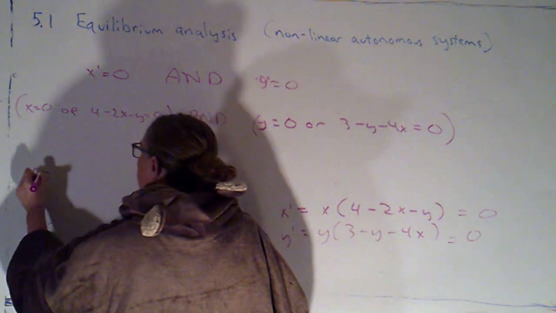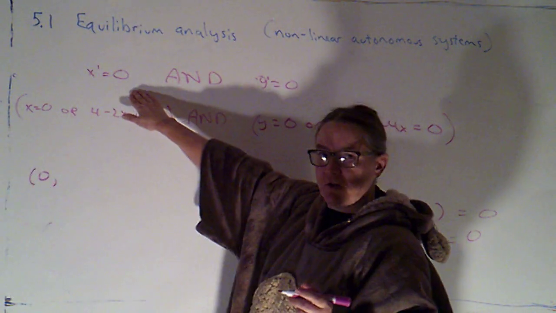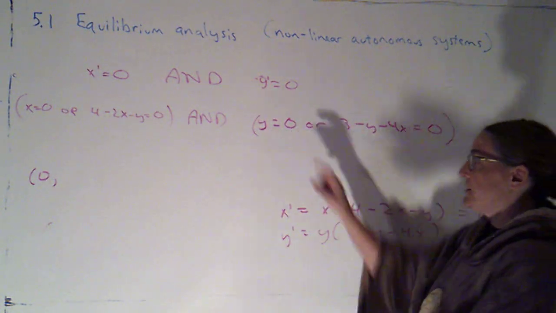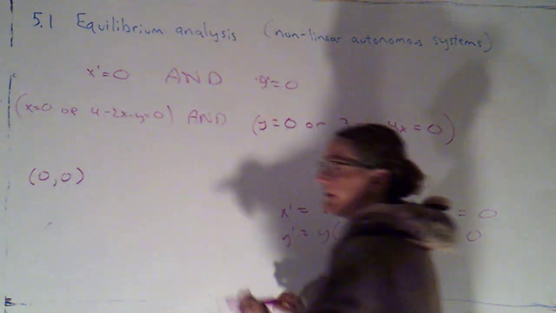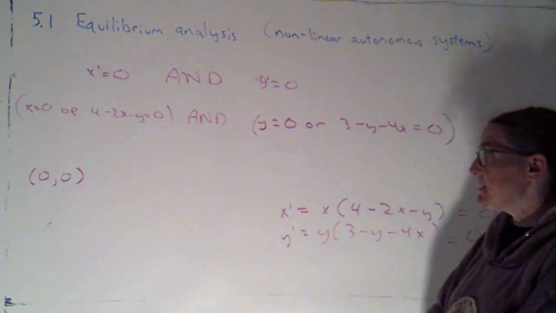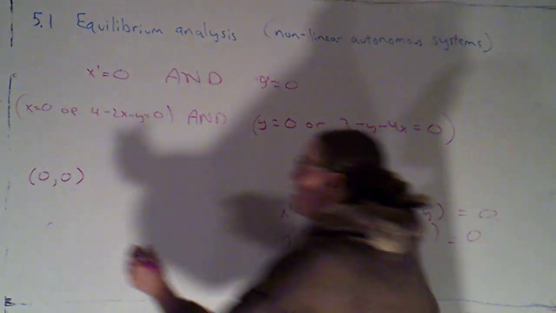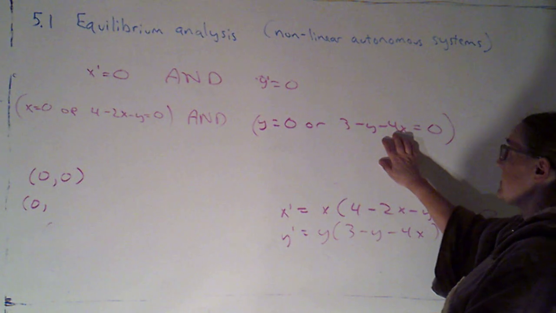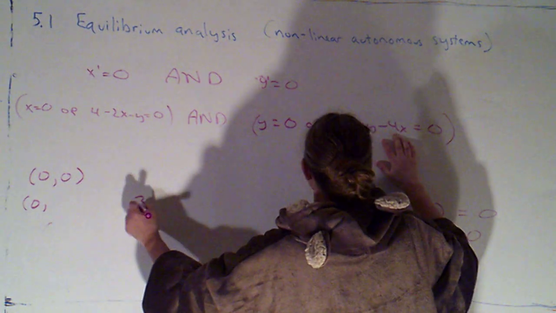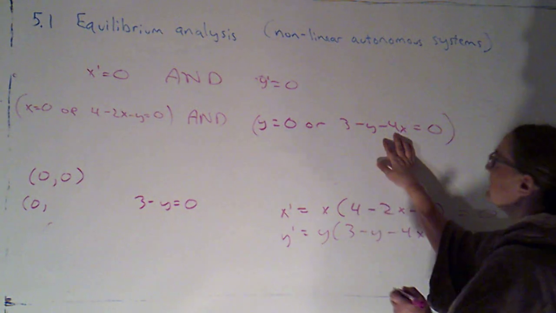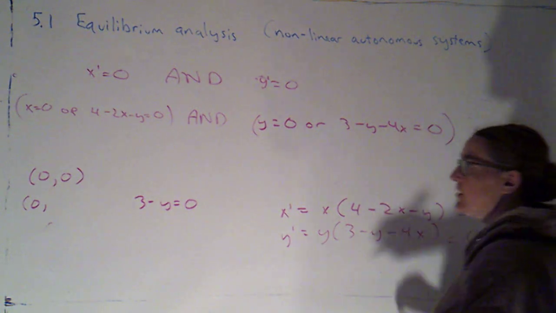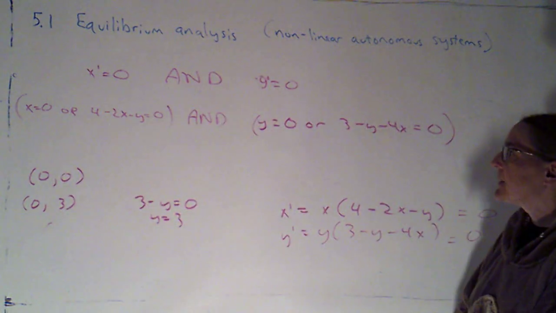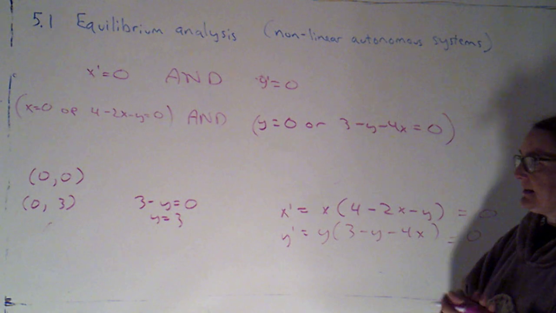So if x is equal to 0, that covers this first condition here. Now, I need the second condition satisfied. One way to do it is to make y 0. Excellent. In this case, the origin is an equilibrium solution. But I could also have x be 0, and if y isn't 0, I could have this factor be 0. Notice that factor becomes 3 minus y equaling 0, because the 4x is 0. So that would mean y is equal to 3. So that's what I get if x is 0.